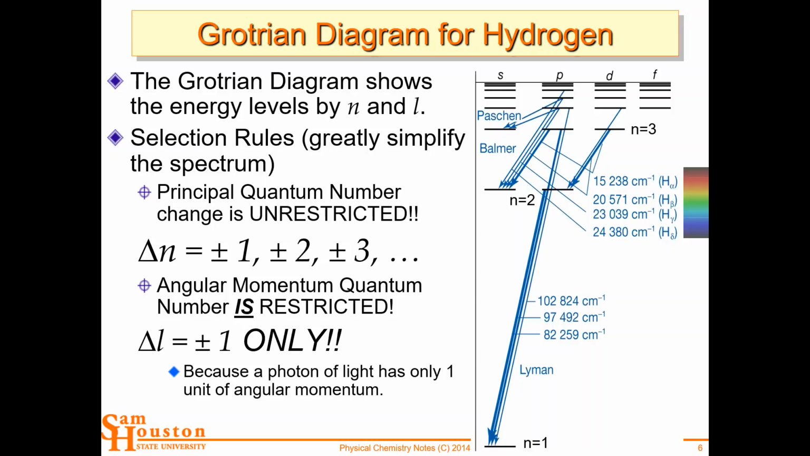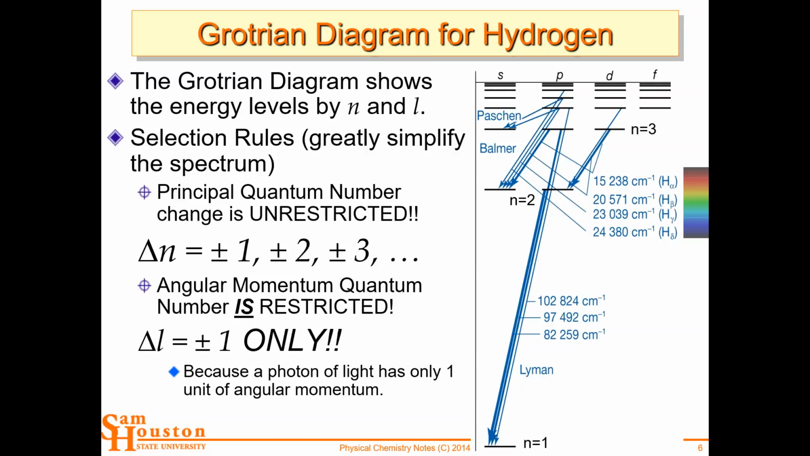We don't have a d to s transition, because that would be a change of 2 in the angular momentum quantum number. And because angular momentum is conserved with the angular momentum of light, we really just jump between adjacent columns. We go from an s orbital to a p orbital, or a p orbital to a d, or a d to an f. We don't jump from an s all the way to an f, because that would require 3 units of angular momentum, and light only gives you 1.